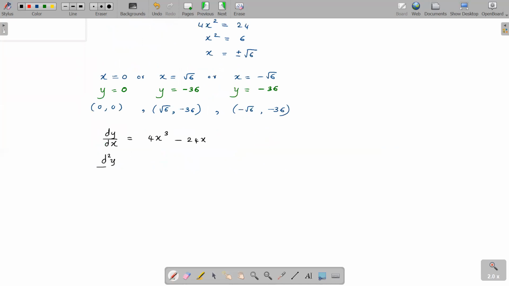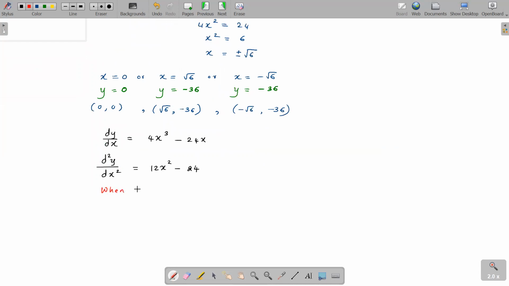Shall we get the second derivative? The second derivative is d square y by dx square. 4x cubed gives 12x square, and minus 24x differentiates to minus 24. Is that okay? Now let's substitute our x values. You can see there's only x to be substituted here, right? You can't substitute y values into this equation. Only x values can be substituted.